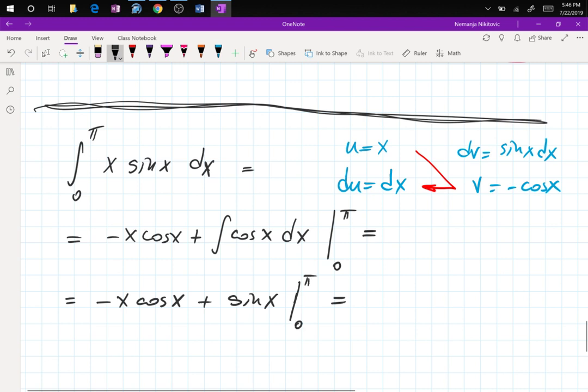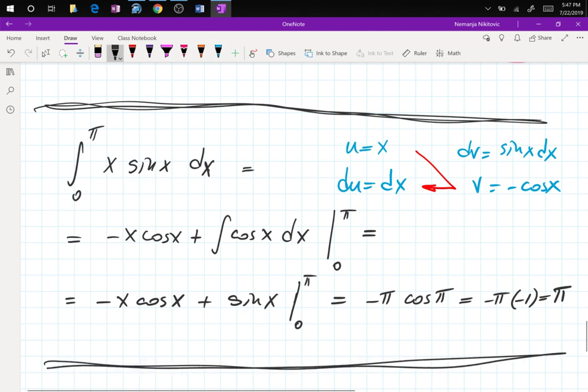Now sine x will die with 0 or pi, so we don't care. 0 will kill this x over here and make it into a 0, which kills the whole term. So the only thing I need to compute is this term with pi. This one, 0 and pi kill it either way. This one is just killed by 0. So the only thing I have to calculate is pi. So I have negative pi cosine pi. Cosine pi is negative 1, for the total of pi at the end.